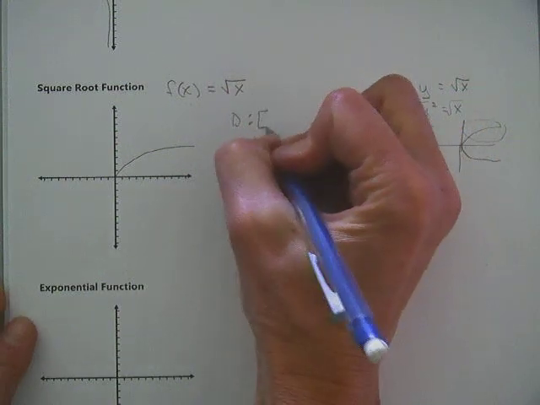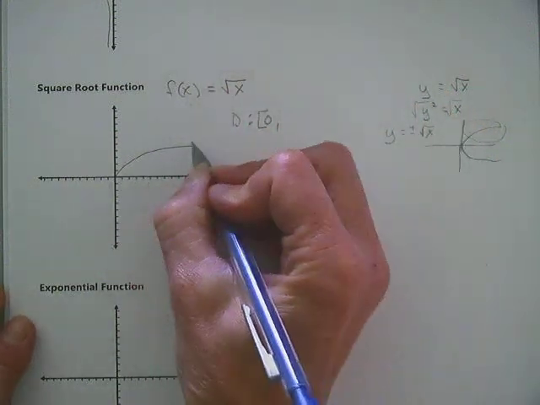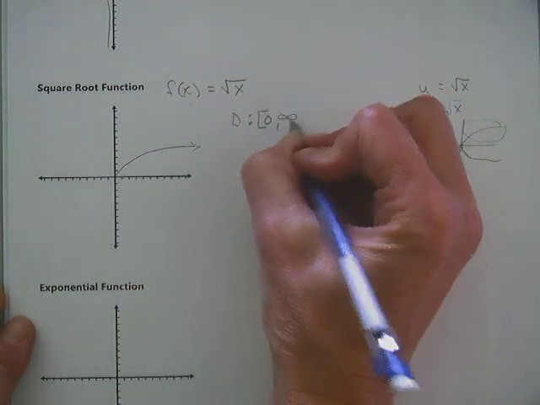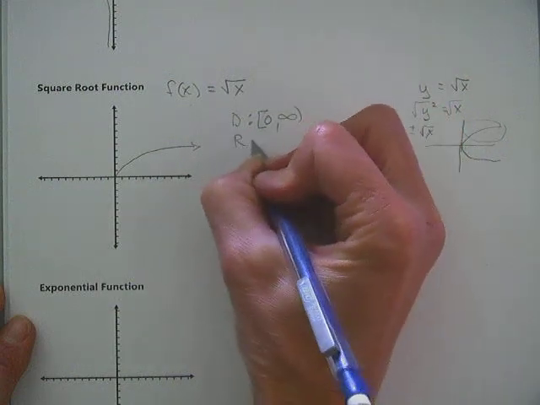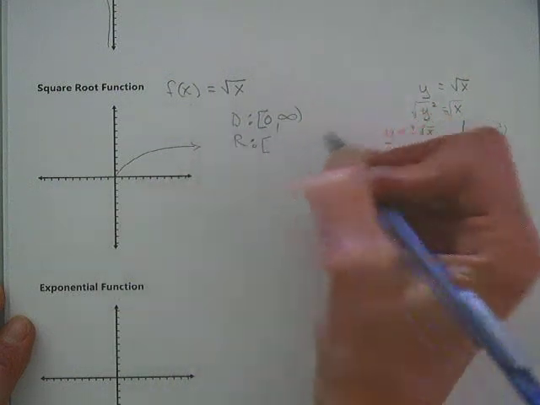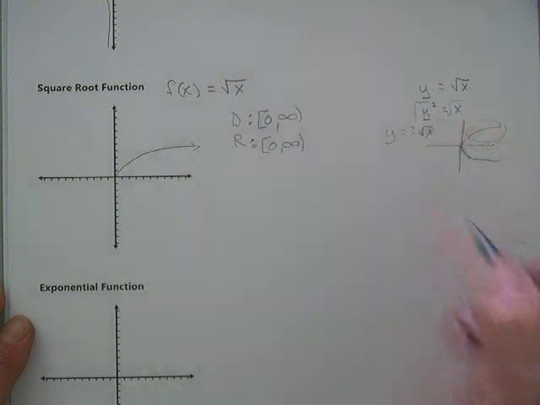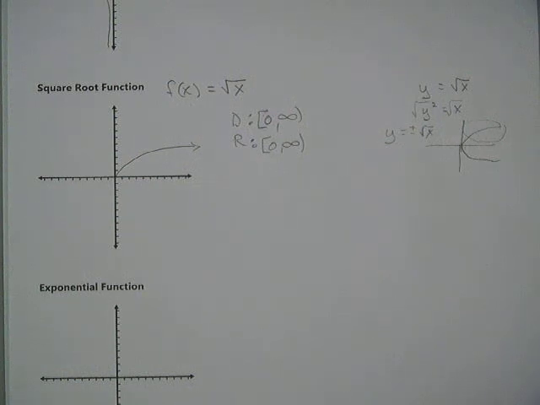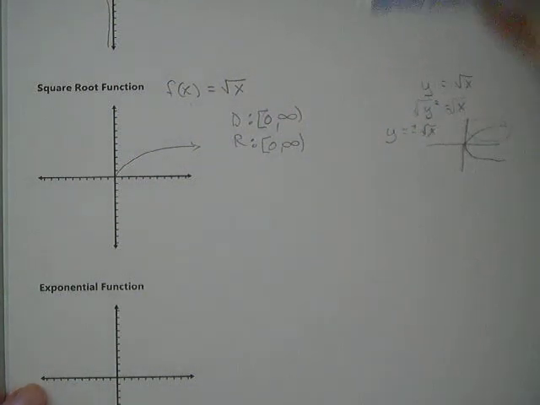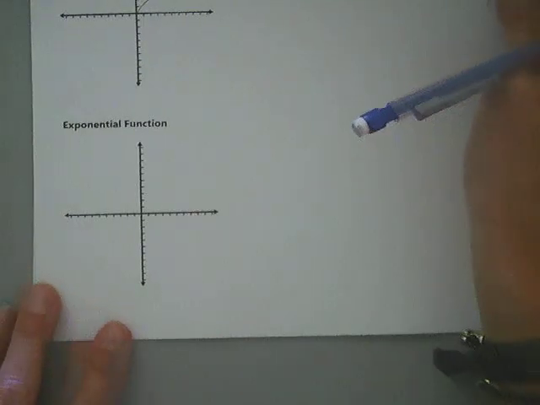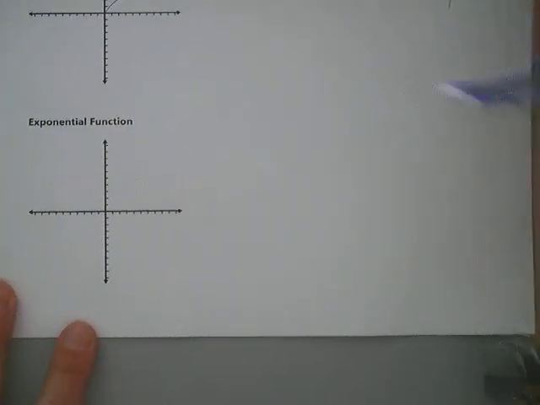Now, because that gives us some restrictions, what is the domain on this? Does it touch 0 there? Yes, it does. So that should be a bracket. So it's bracket 0 to infinity. And what about the range then? 0 to infinity. That's right. Same thing. Is it always the same? No, sometimes they're different depending on what they look like.